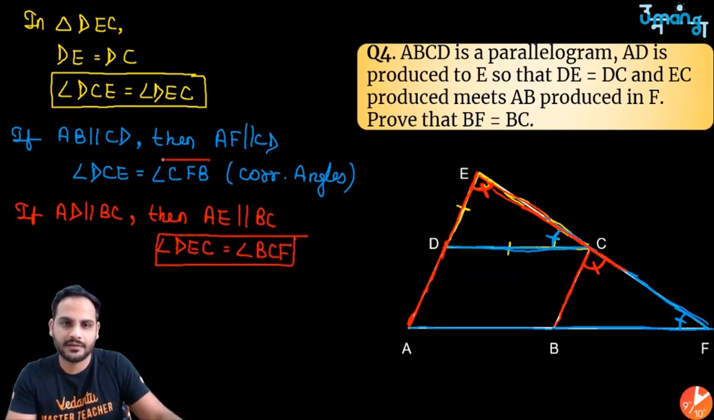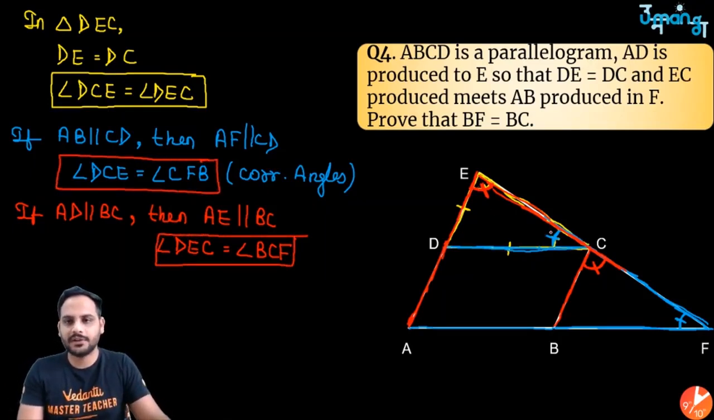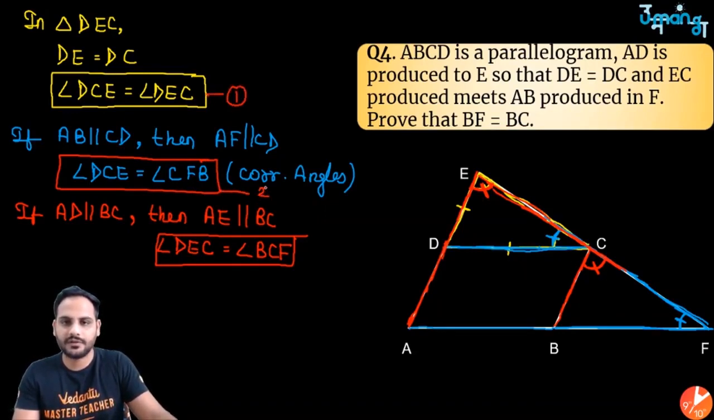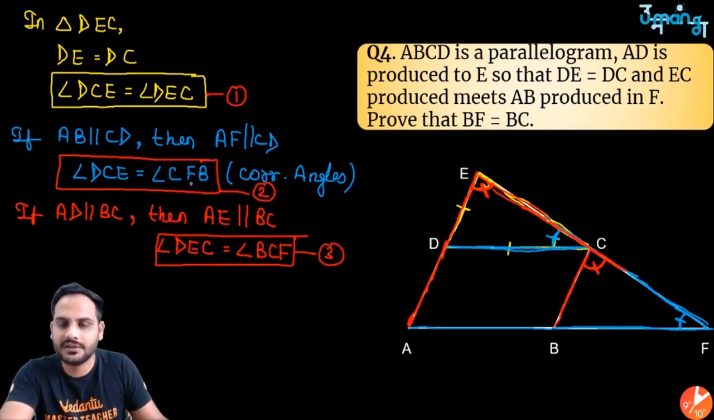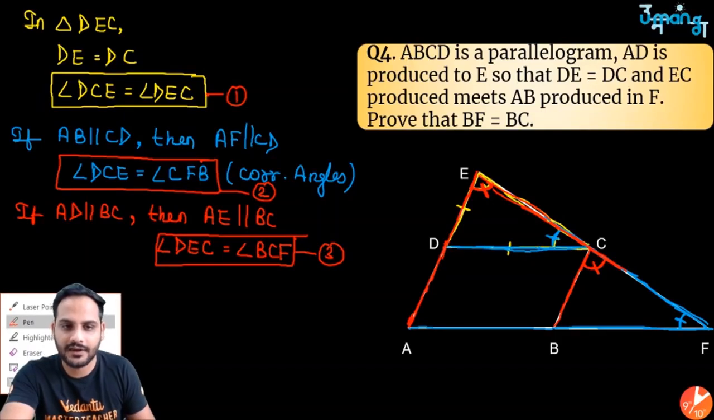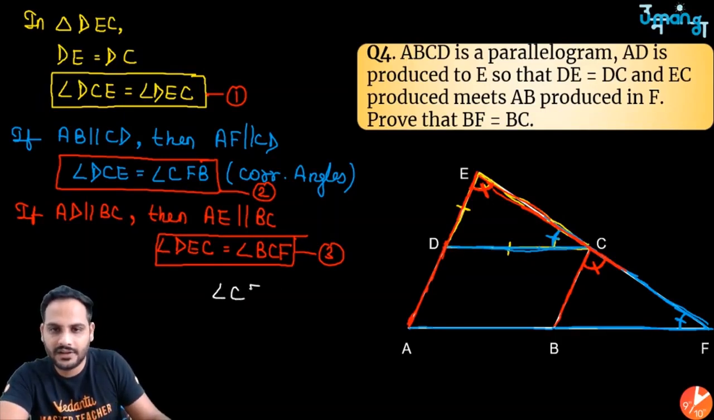ठीक है, these three results we have got. अब एक बात बताओ बेटा, ये दोनों एंगल इक्वल थे, this angle and this angle is equal, this angle and this angle is equal. तो from this first, second and third equation देखो, DCE is equal to CFB, DEC is equal to BCF, and DCE and DEC, if they are equal to each other, I can clearly say that sir angle CFB is equal to angle BCF.